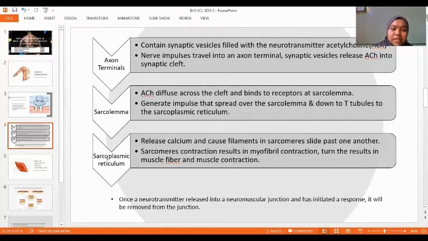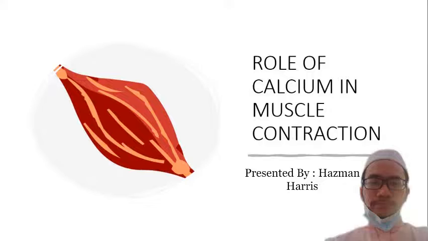The sarcoplasmic reticulum releases calcium, which causes the filaments in the sarcomeres to slide past one another. The sarcomere contraction results in myofibril contraction, which in turn results in muscle fiber contraction. Once the neurotransmitter released in the neuromuscular junction has initiated a response, it will be removed from the junction.